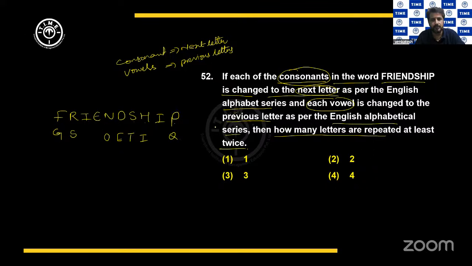Now the vowels should be replaced by the previous letters. I, previous letter is H. E, previous letter is D. I, previous letter is H. How many letters are repeated twice? Is G there? No. S repeated? No. H? Yes. D? No. O? No. E? No. T? No. I? No. Q? No. So only one letter, H, is repeated twice. So choice one: only one letter repeated twice.